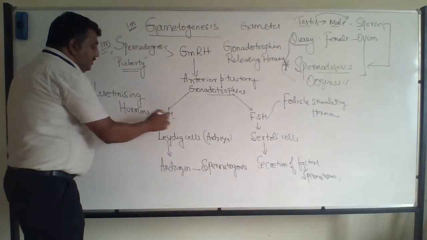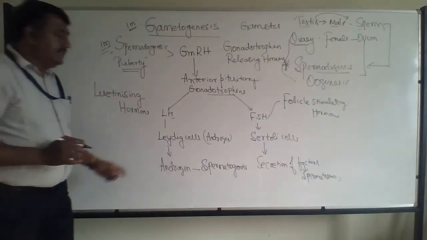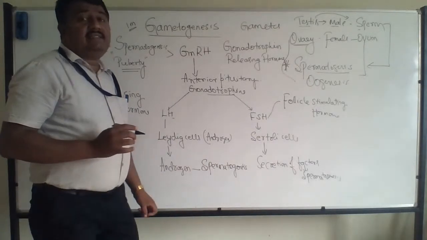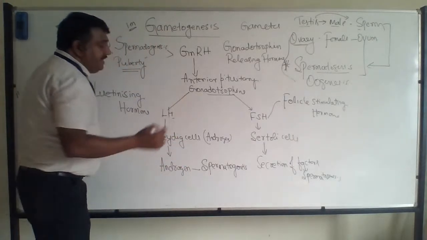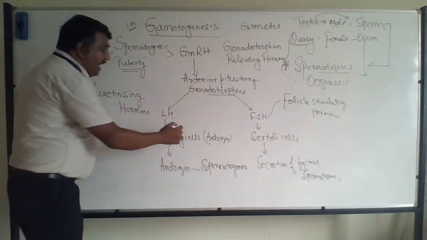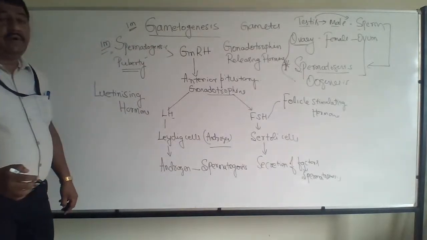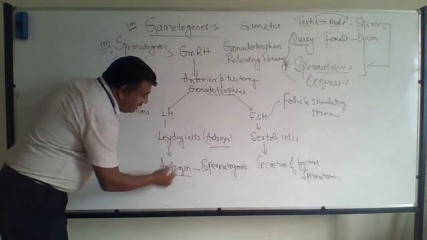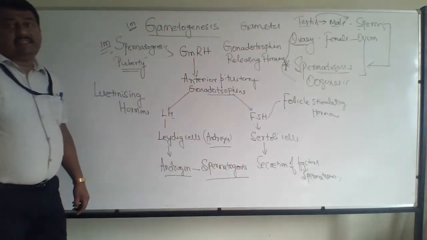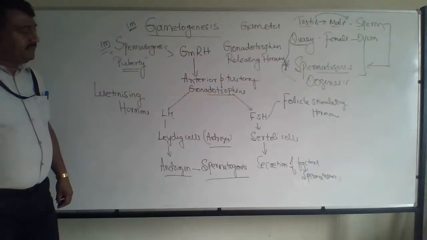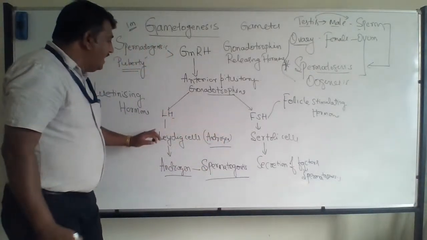Okay, this luteinizing hormone acts on the Leydig cells. What is another name of these Leydig cells? Interstitial cells. When LH acts on the Leydig cells, it produces the male testosterone hormone, let's say androgen, and this androgen supports the process of spermatogenesis. Okay, and this is the function of LH.